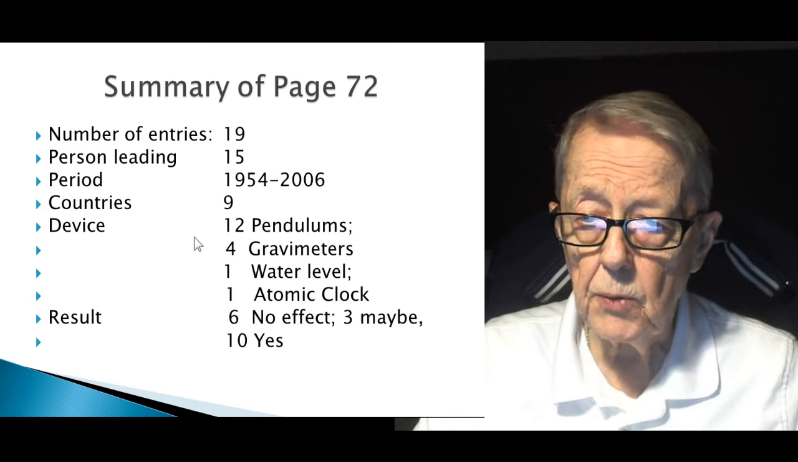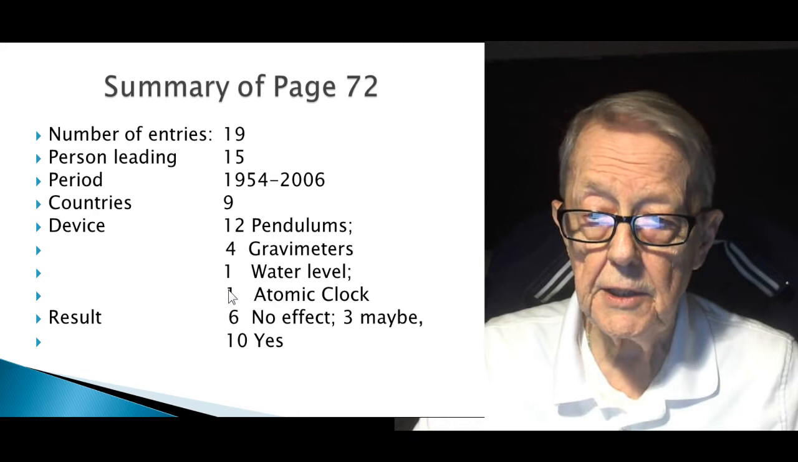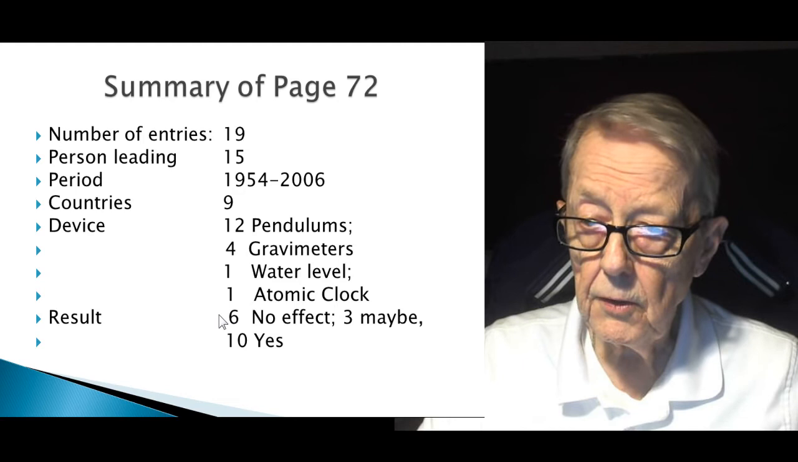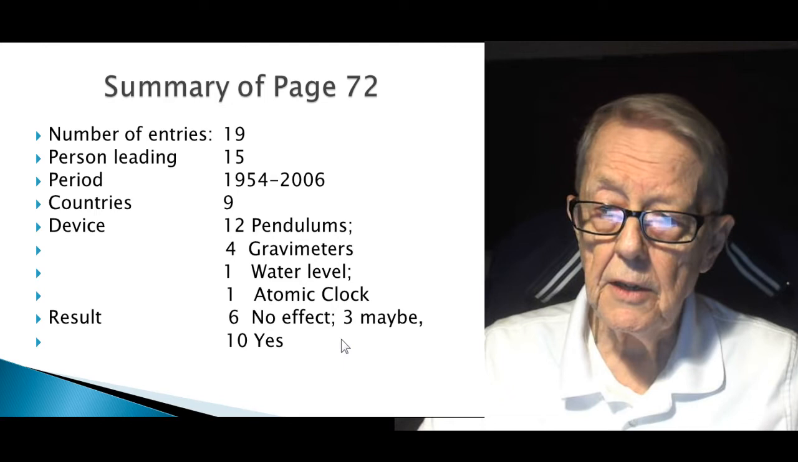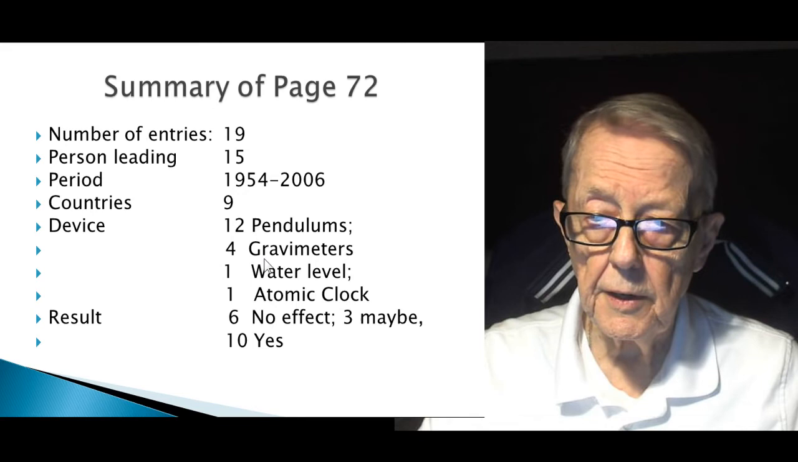12 of them used pendulums, 4 used gravimeters, 1 used water level. They measured the water level during an eclipse, and 1 used an atomic clock to see whether the clock would speed up or slow down during an eclipse. And the chart gives you results. 6 of them had no effect. 3 of them said, maybe I got one. It got enough to at least discuss the possibility, but 10 of the 19 said, yes, I got an effect during my experiment during an eclipse.